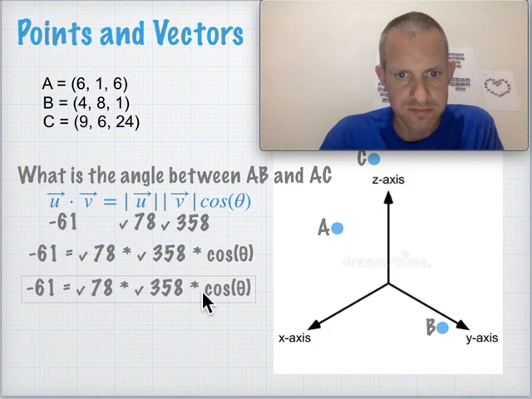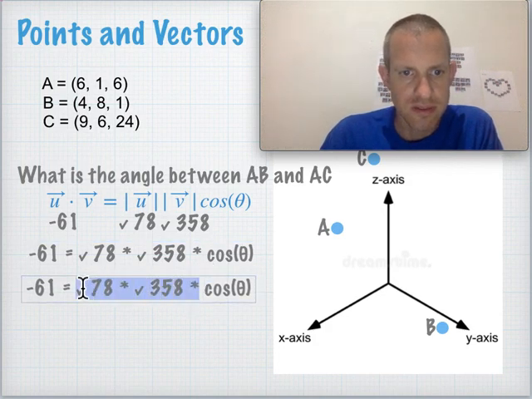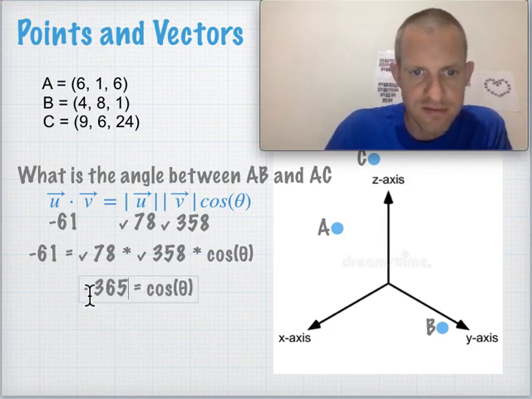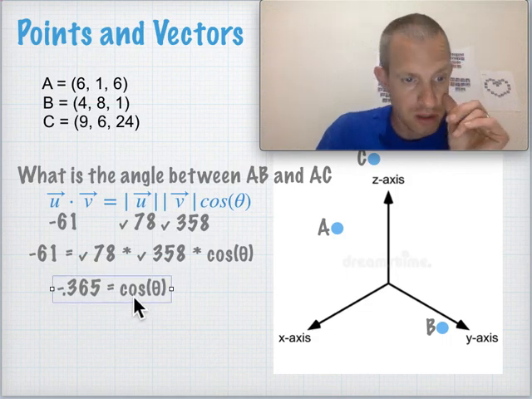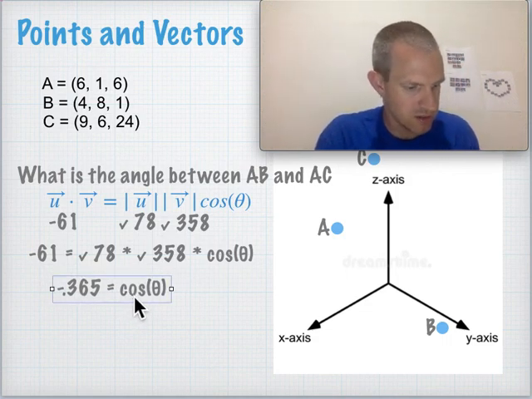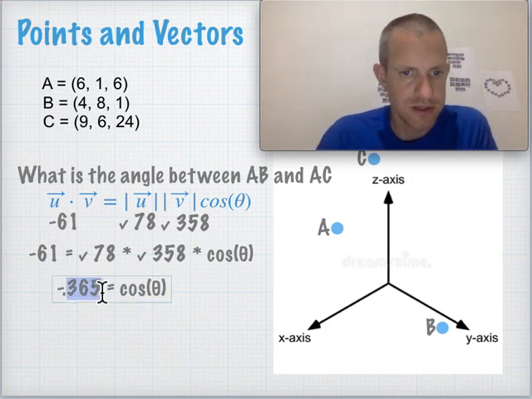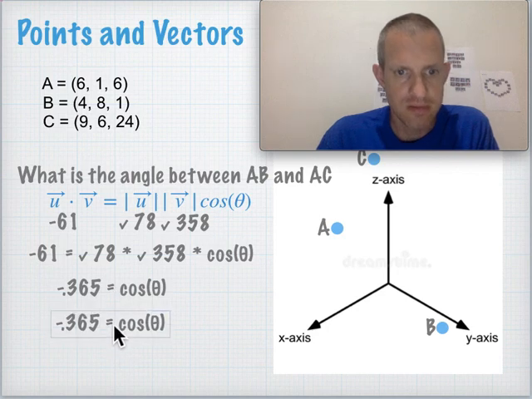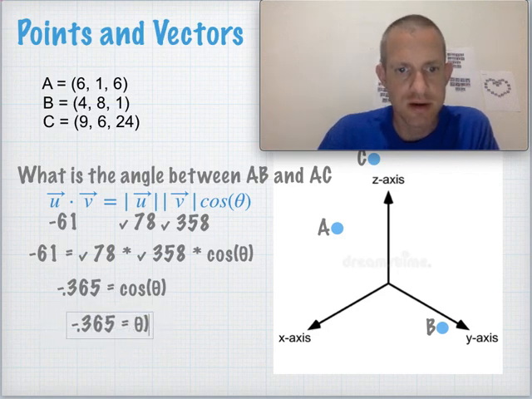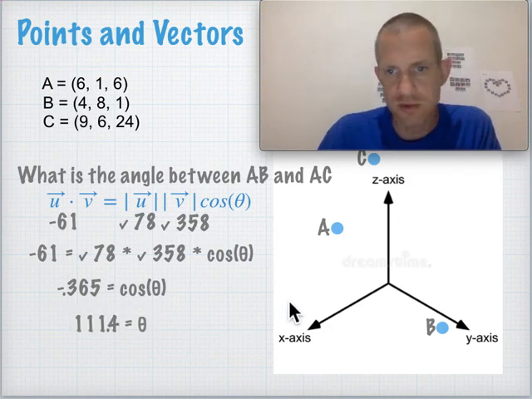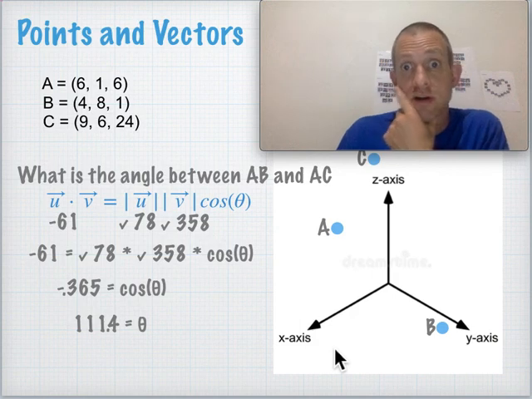And that gives me -0.365. That is what the cosine of theta is equal to. And then we do an angle lookup. The inverse cosine of the answer gives roughly 111 degrees. So the angle between those is about 111 degrees. And I think that rings well with our picture here too, even as poorly drawn as it is.